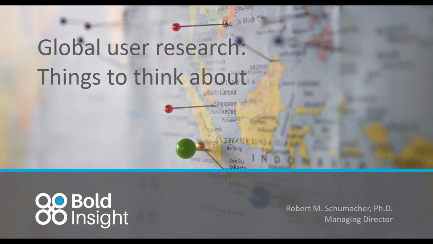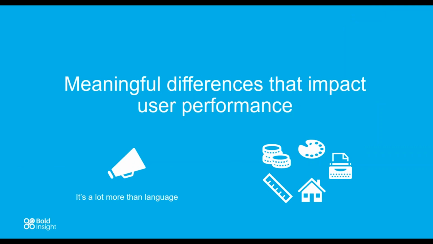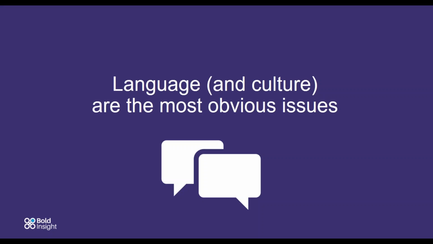So here, I want to point out a few very specific things. First of all, when we think about doing global user research, we really want to look at meaningful differences that will impact the behavior of our users. So typically we think about language, we think about culture, but those elements of language and culture actually work their way into a lot of different aspects of user interface design, and therefore are the kinds of things that we think about when we do research.